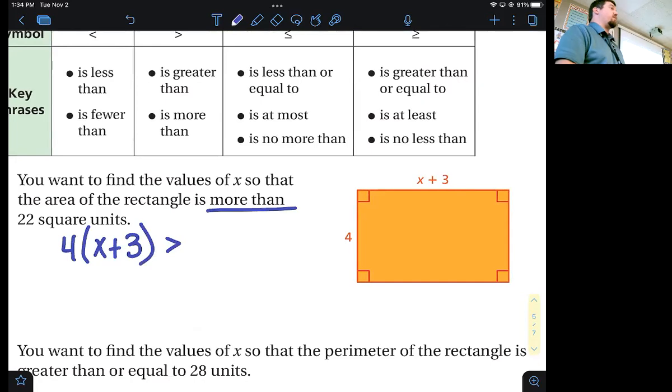Nope, it just says more than. So just greater than 22. I'm not even going to have you guys solve it because we just did a bunch of solving. So we'll just write these and we'll move on.